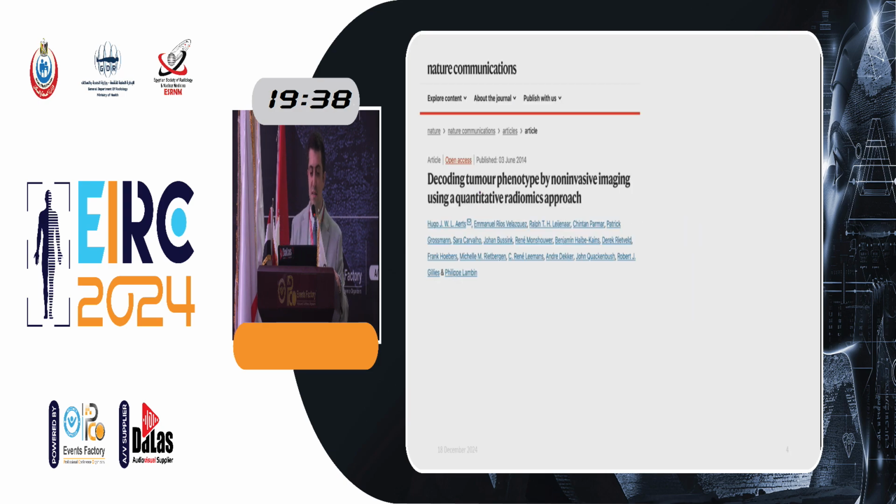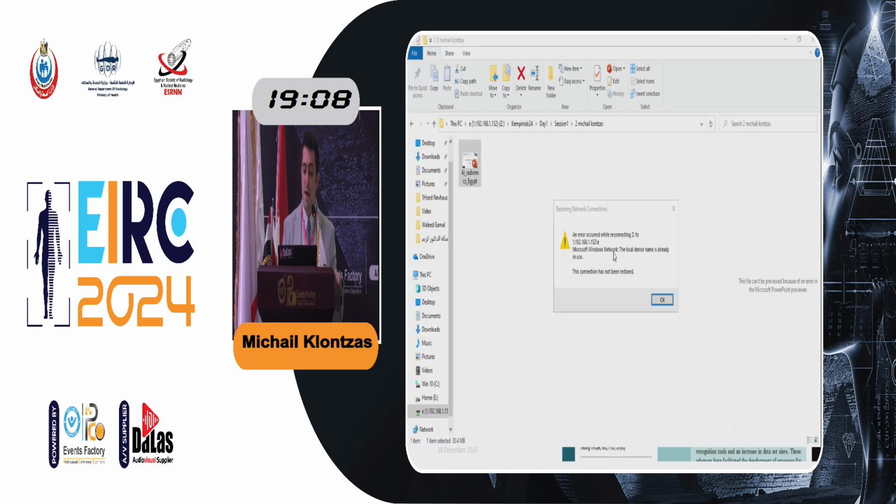So everything started in 2014, when this paper came out to basically show exactly what we discussed in the previous talk, that we can extract information from images that cannot be seen with the human eye. And this information can give us a lot of detail about the phenotype and the biological background of tumors, for example.